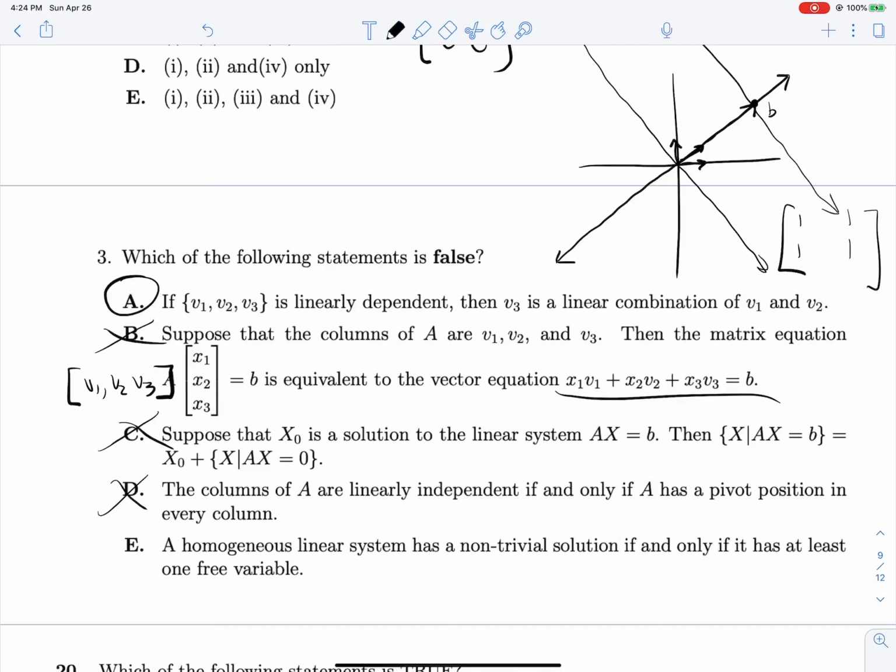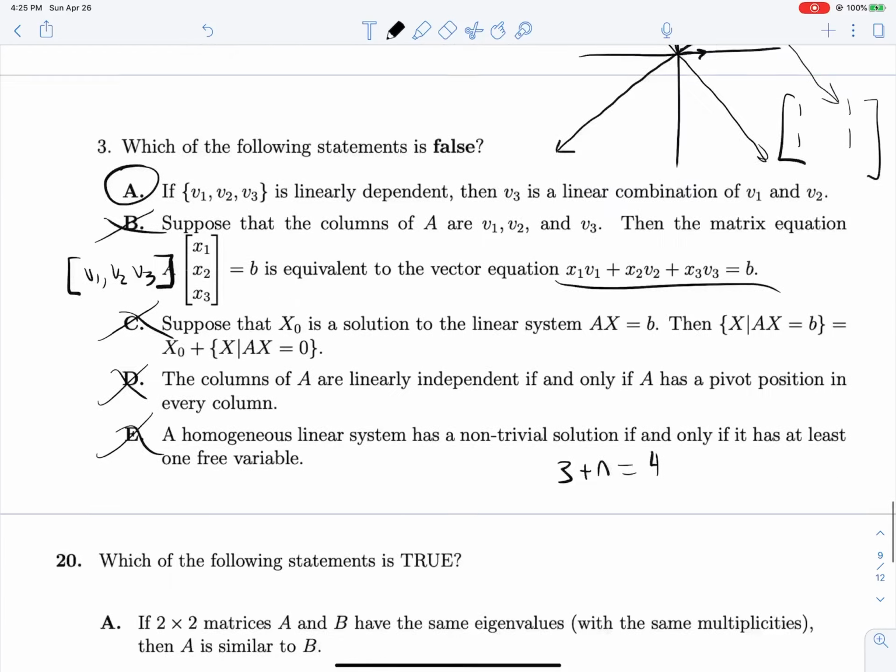We know that corresponds to the null space having a dimension greater than 0, and that will only occur if we have at least one free variable. So let's say we have one free variable, our rank will be the number of columns minus 1. Let's say we have 4 columns, we'd have a rank of 3 plus the nullity is equal to 4, and thus nullity must be non-zero.